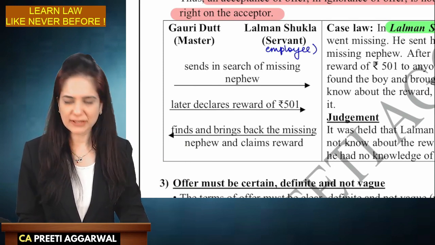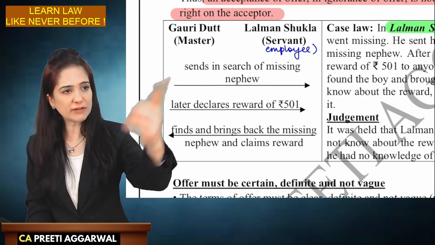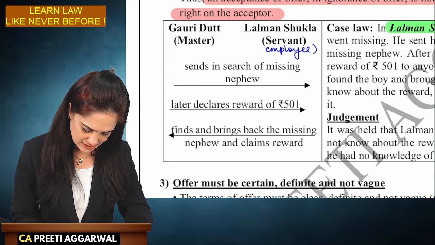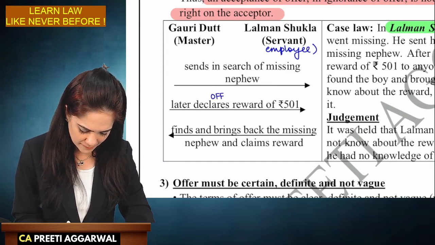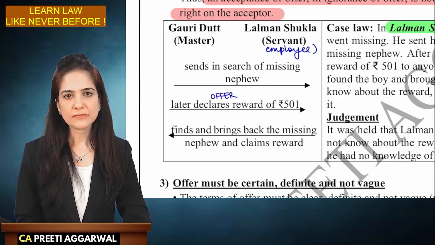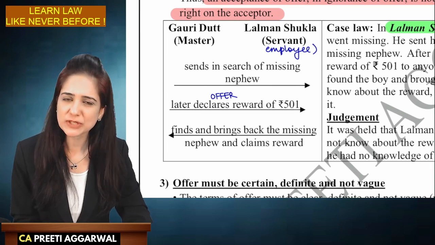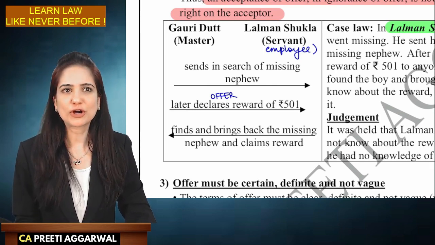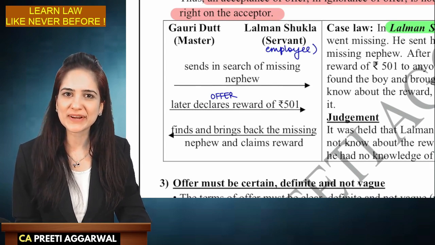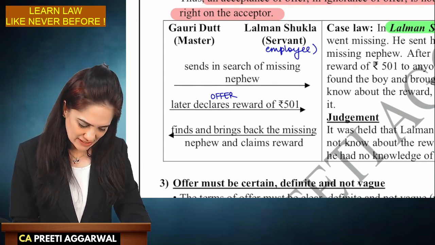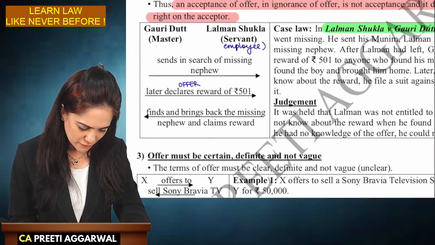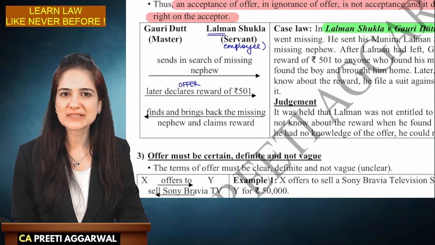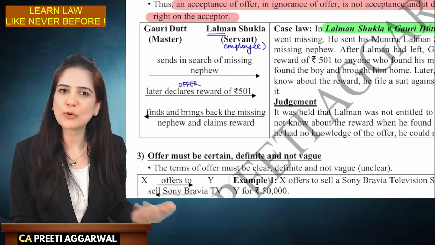What is this declaration of reward? I will give a reward of 501 to whoever finds my nephew. This is nothing but an offer. Was Lalman aware of this offer? If you are not aware of the offer, how can you accept it? So in this case, ignorance of the offer on the part of Lalman is not acceptance. How can you accept the offer when you don't know about it?